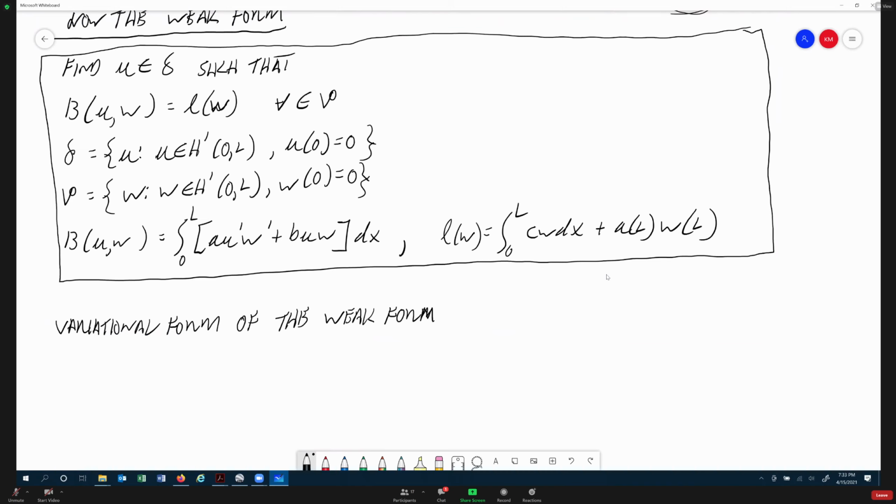And so what we get is B(u, w), B(u, delta u) is equal to L(delta u) for all delta u contained in this V space.